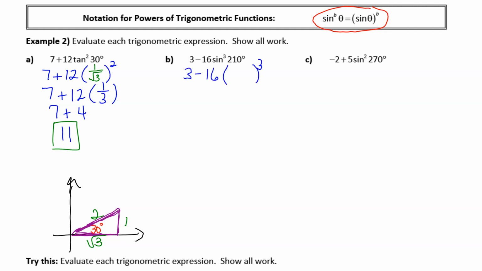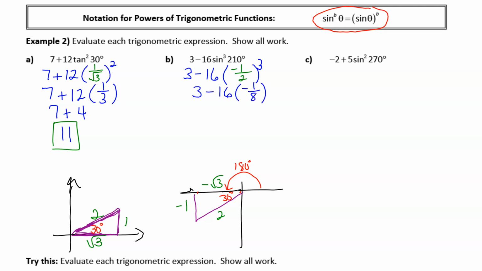We'll need to find the sine of 210 degrees before we cube it. 210 can be thought of as 180 degrees plus an extra 30 degrees, which will give us a 30-degree reference triangle. Since this angle terminates in quadrant 3, both opposite and adjacent sides are negative. Now let's evaluate the sine of 210, which is the opposite over the hypotenuse. Exponents need to be applied first, followed by multiplication, addition.